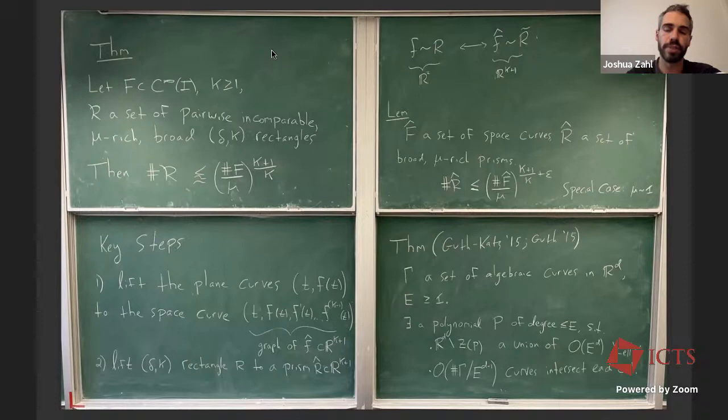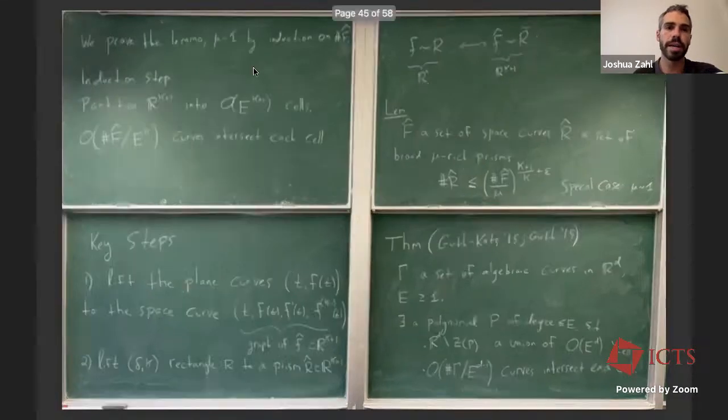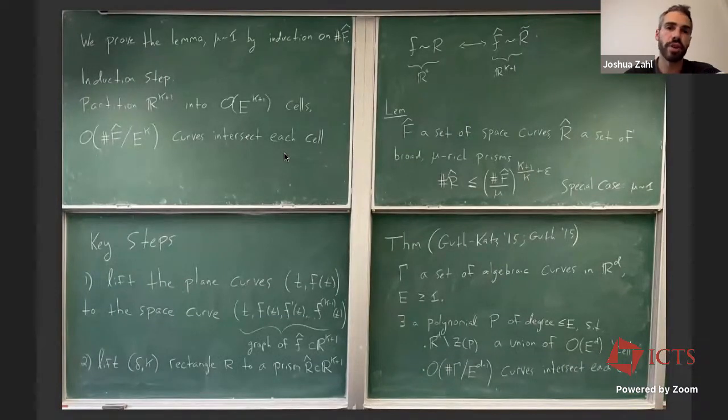And so this version for curves was proved by Guth. A version for points was proved by Guth and Katz. And indeed, the version for points is enough for what we're doing, but it's a little bit cleaner to discuss it for curves. So this theorem of Guth and Katz we're going to use to prove the lemma on the top right board. And we're going to prove the lemma on the top right board by induction on the size of f hat, so on the number of curves.